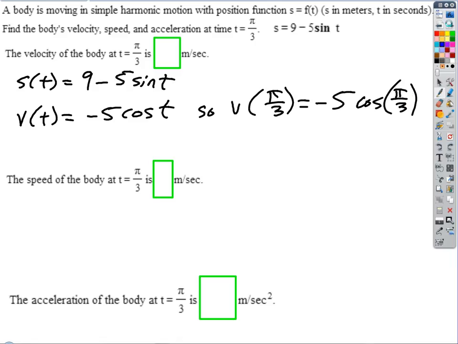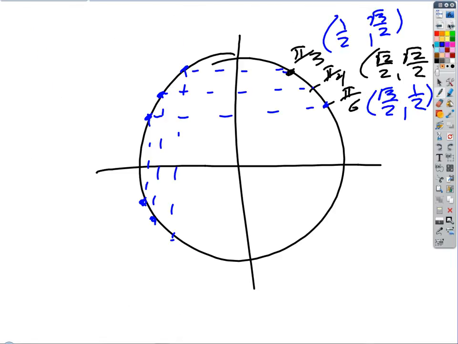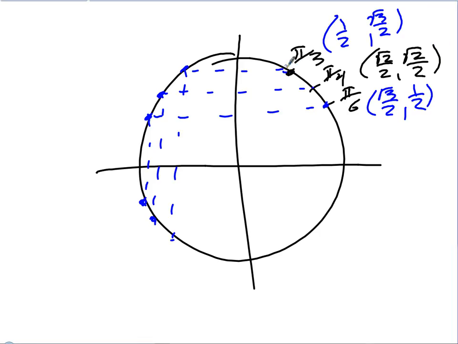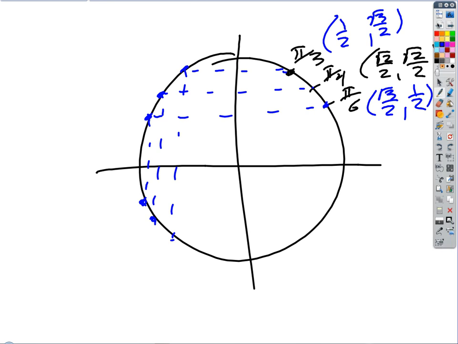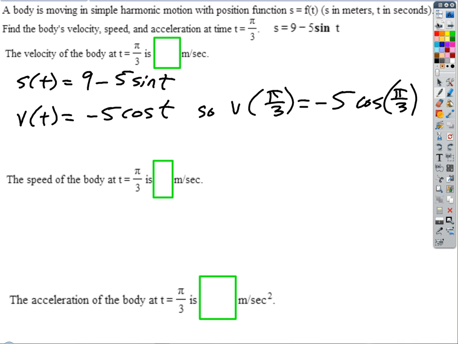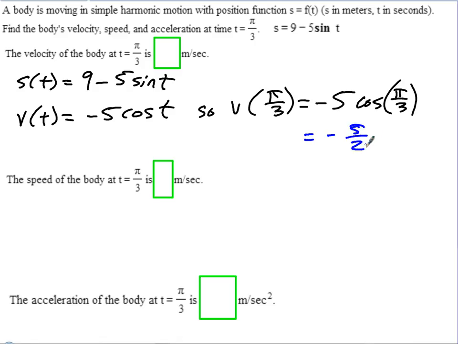Right? At 60 degrees, that's going to be the one up here where x is small, y is big. Right? So, 1/2. There you go. So we get -5/2. Okay, the speed of the body.